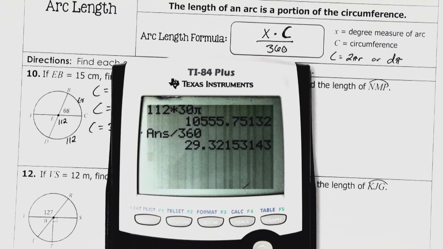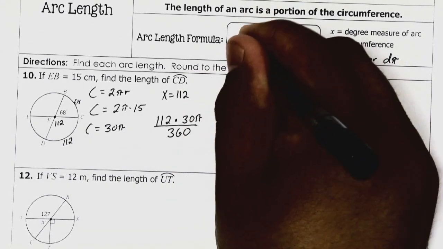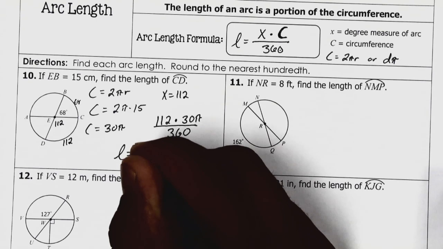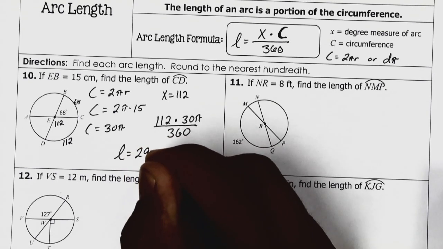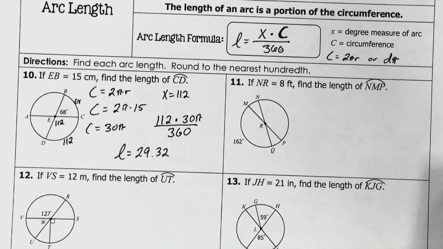All right, so that gives me 29.321. Since I'm rounding to the nearest hundredth, I'm looking at the third number. This will keep it as a 2, so it's going to be 29.32. So let's call it L. L will equal 29.32. Real simple, just using the formula.